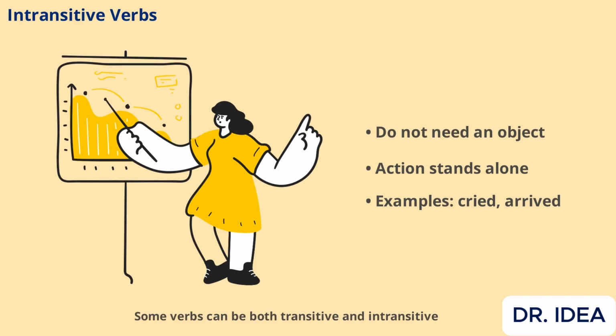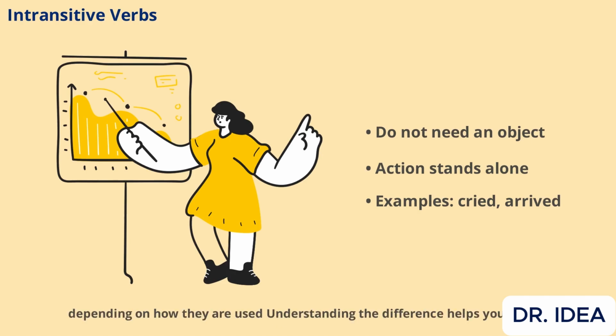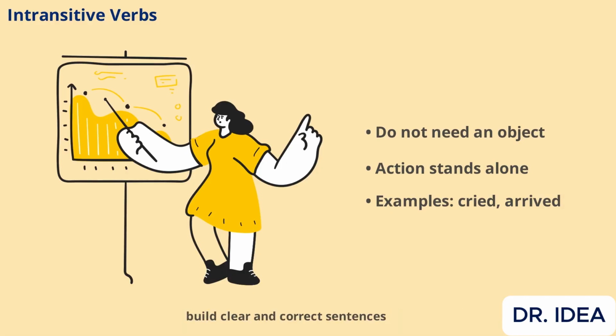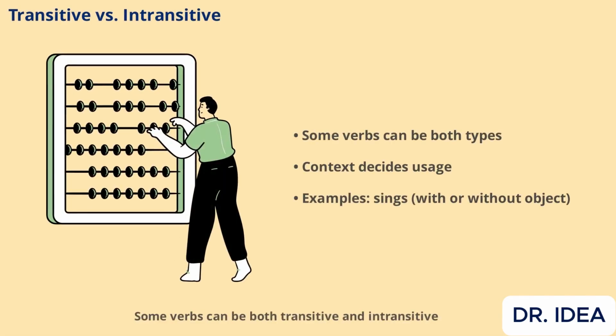Some verbs can be both transitive and intransitive, depending on how they are used. Understanding the difference helps you build clear and correct sentences. For example, "She sings beautifully": intransitive, no object, versus "She sings songs": transitive, the object is songs.